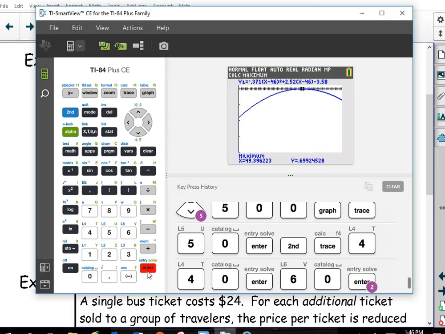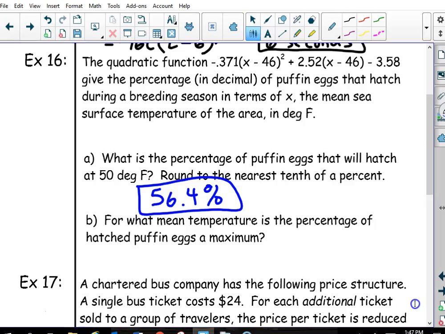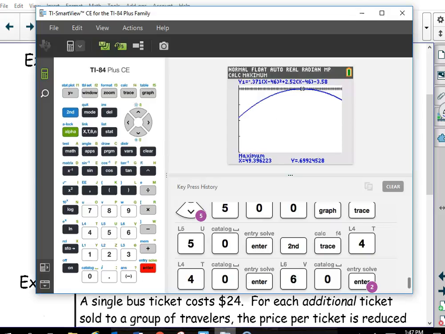I'm rounding on that one. So 49.4 mean temperature, looks like we get 69.9%. What mean temperature is the percentage? 49.4 degrees F. And what is the percentage of puffin eggs that will hatch, and for what mean temperature is the percentage of hatched puffin eggs a maximum? That's my mean temperature. It's also asking for the maximum of, what was that? 69.9.